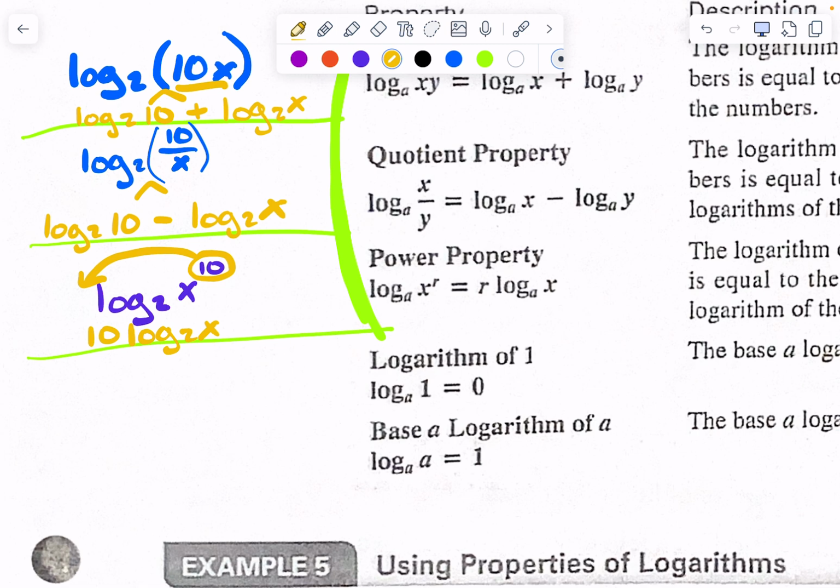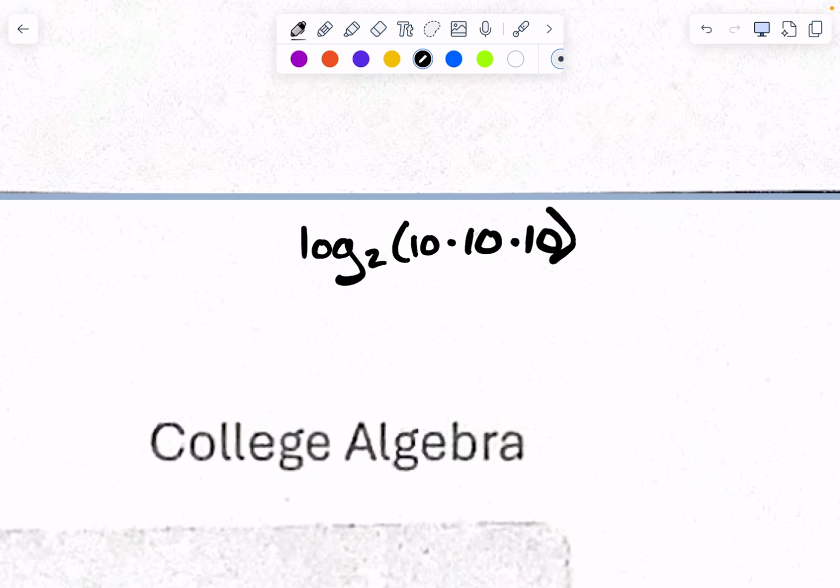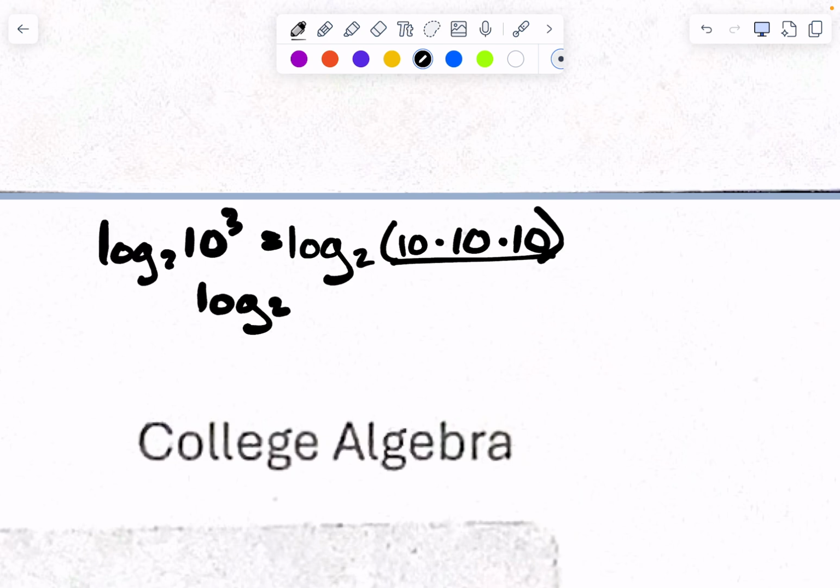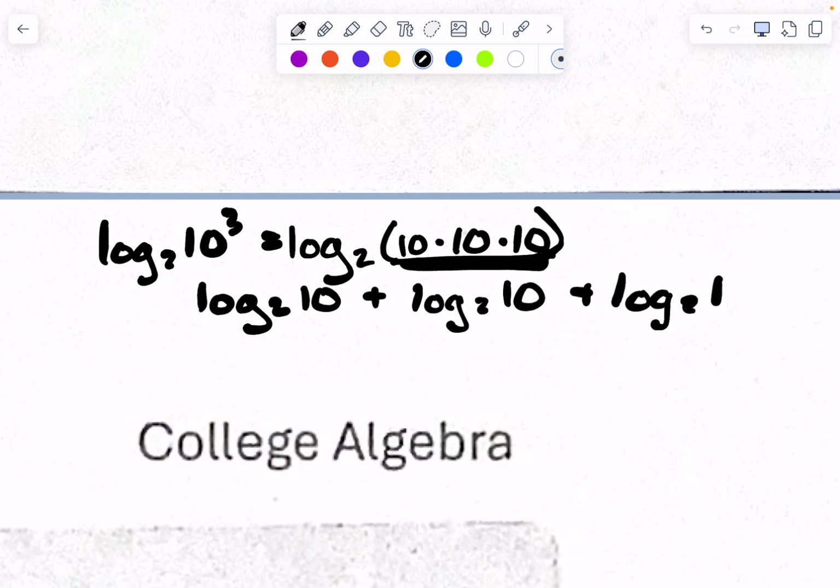Okay, here we go. Did you get that written down? I'm going to show you why that is. You don't necessarily have to write this down, but let me show you why that rule applies. We have log base 2 of 10 times 10 times 10. Let's say I want to break these 10s apart. The 10s are being multiplied, but multiply means add. Log base 2 of 10 to the 3rd power means 10 times 10 times 10. So this is log base 2 of 10 plus log base 2 of 10 plus log base 2 of 10, if I split them apart.